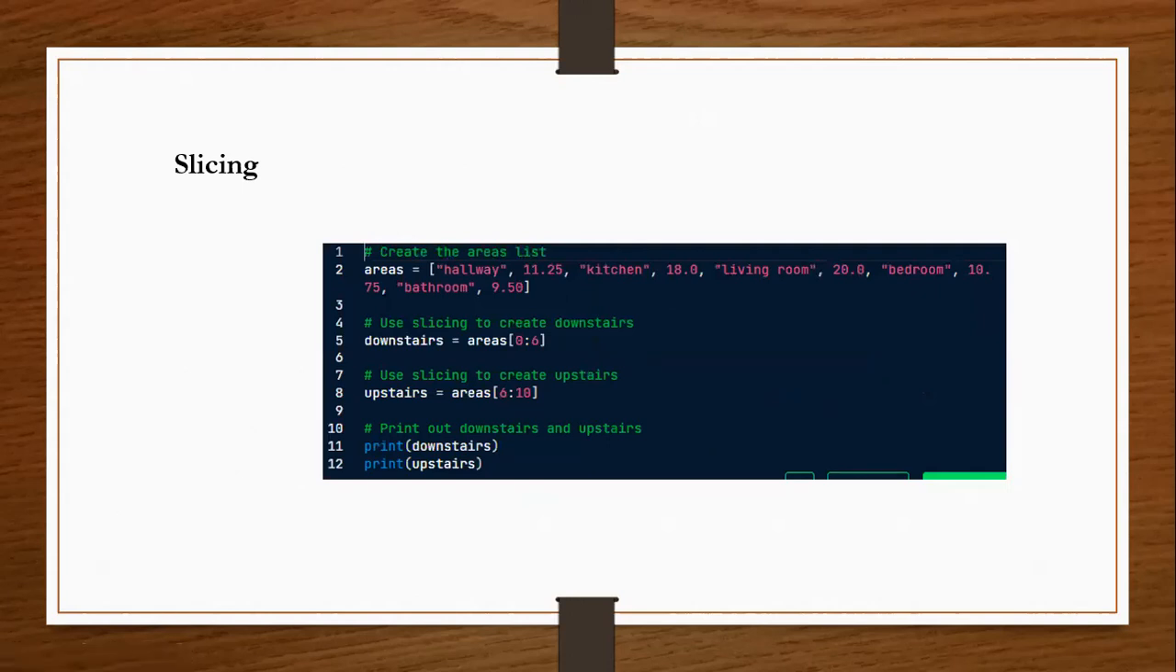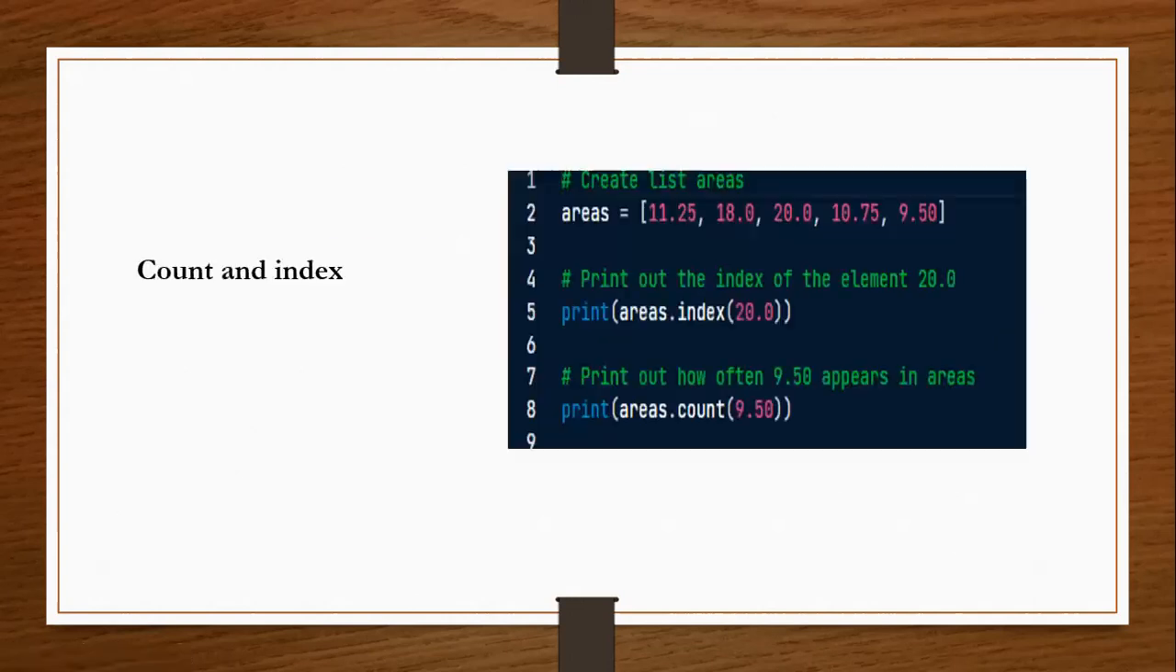In slicing, we can use a colon, and firstly we give the zero value, and then the values will be increased by one. So if we want to check the downstairs area, then we can write 0 to 6. So our data will be given out. In this way, we can get our data.